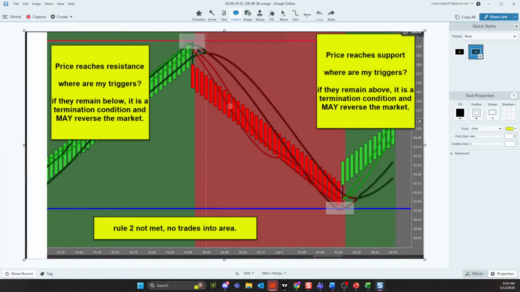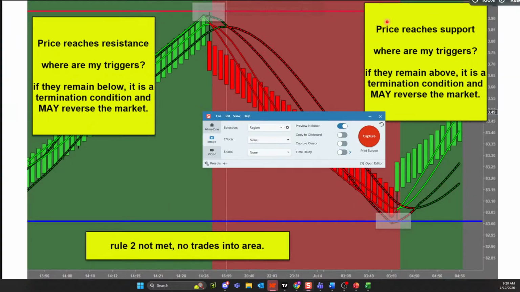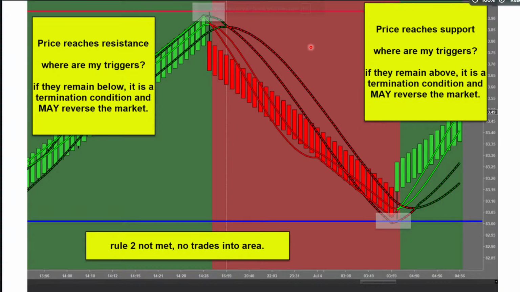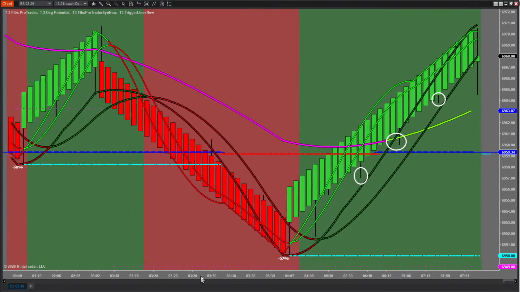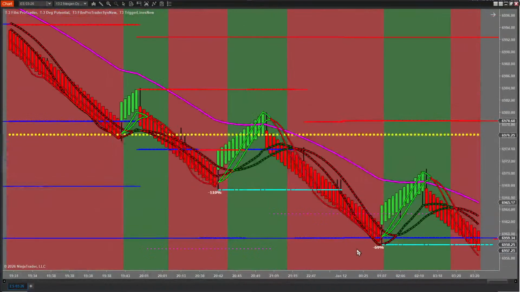So if price reaches an area and none of the triggers get above it, it's a termination condition. Absolutely no trades into that area. Does that make sense, everybody? I'm trying to keep it very, very basic right now. It's a Monday, but here we go.